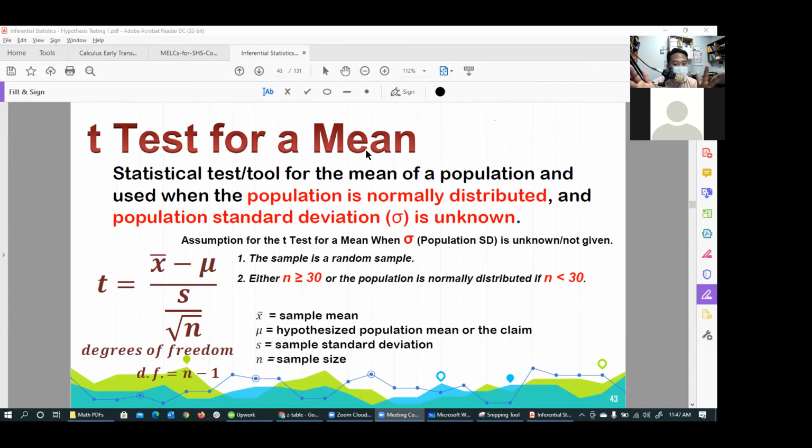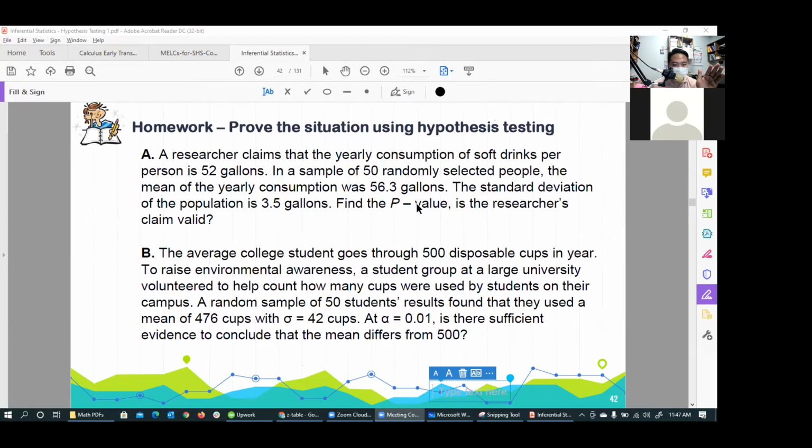And then next, sir, is this p-value method or traditional method? Number one item, it shows you to use the p-value method. Let me go back to the previous slide. Now, ang number one, it says here, find the p-value. And then once you find the p-value, additional question niya is, is the researcher's claim valid? Meaning to say, pwede ba natong suportaan ang claim sa researcher? Tinuod ba ang claim sa researcher? So in this problem number one here, it's p-value method.